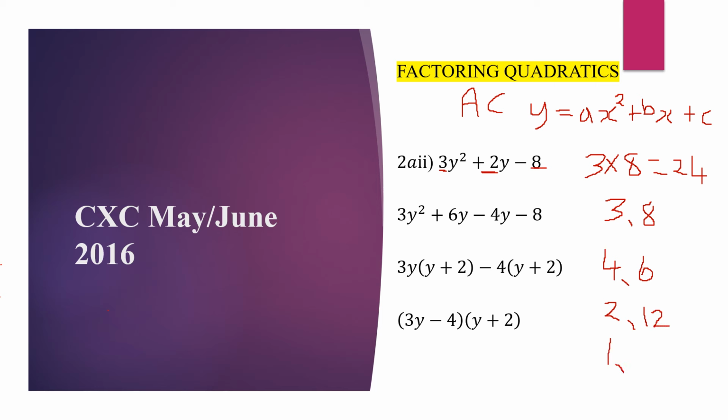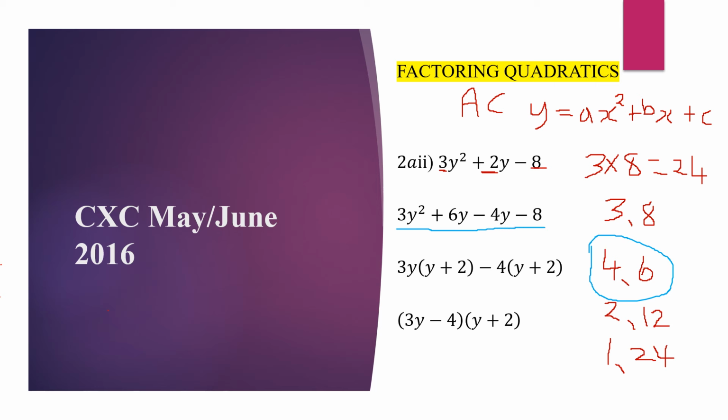The next step is to find which two factors of 24, when we add or subtract, for that matter, will give us an answer of 2. So these two factors are 4 and 6, so that 6 minus 4 gives us 2. So the second line in the expression would read 3y squared plus 6y minus 4y minus 8.